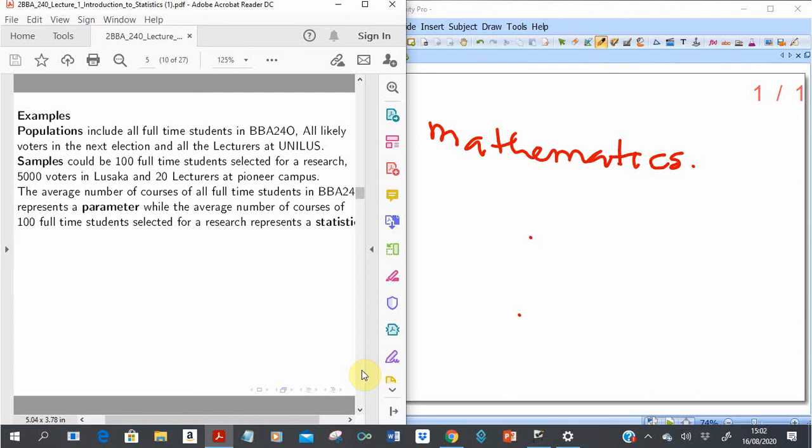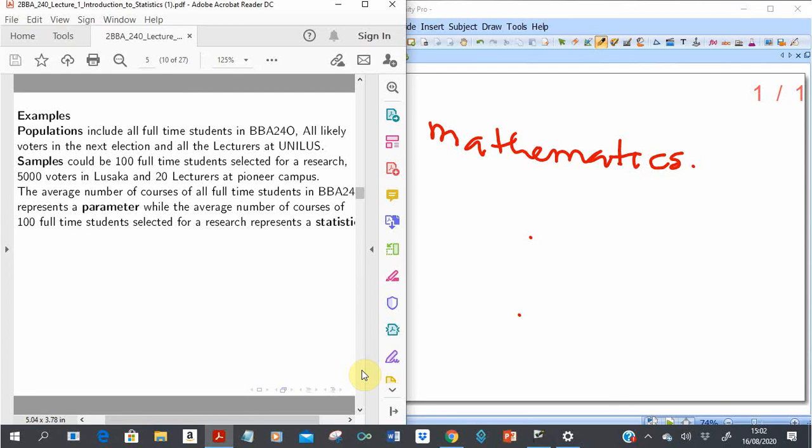All lecturers at universities, that is also our population. So from this population, we can draw samples. A sample could be hundreds of full-time students selected for a research. So we're getting a part of all the full-time students, that is our sample.